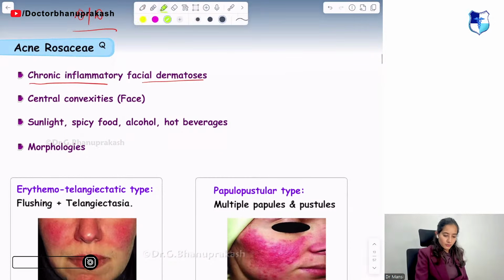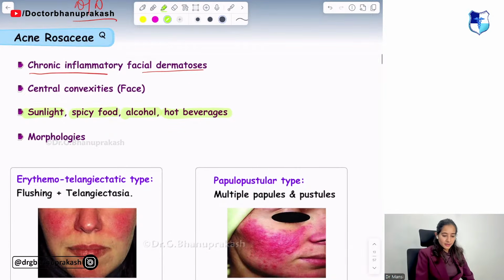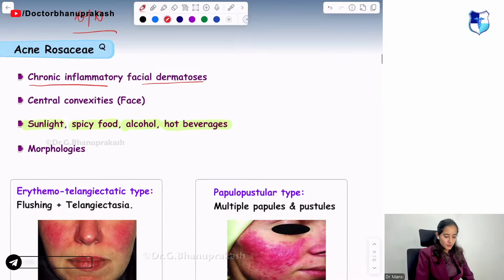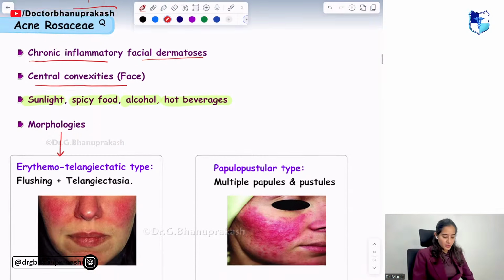So look for some triggers. Certain triggers will be there in acne rosacea, whereas in acne vulgaris it will not be. So this is spicy food, sunlight exposure, alcohol intake, any hot beverages. And it has different types on the basis of morphologies, appearances. It is present on the face, most importantly.